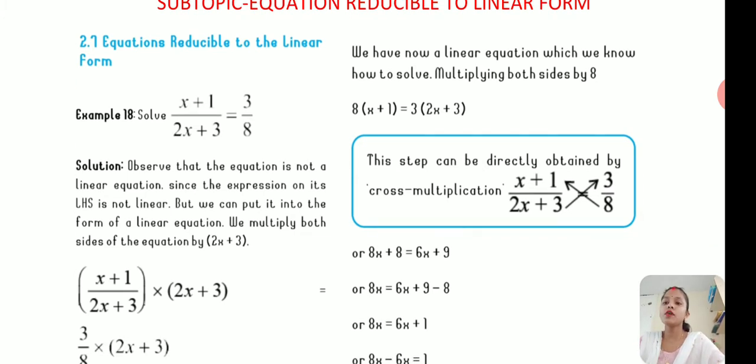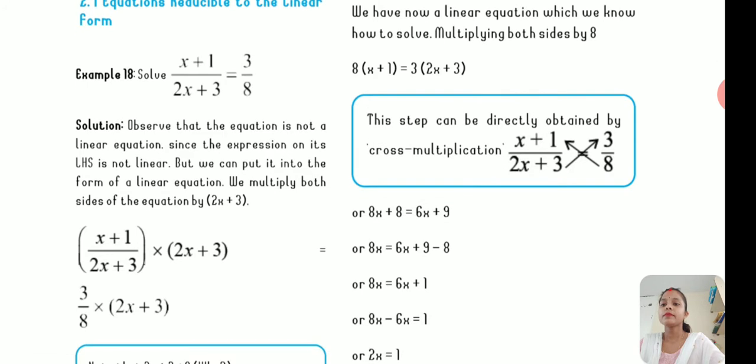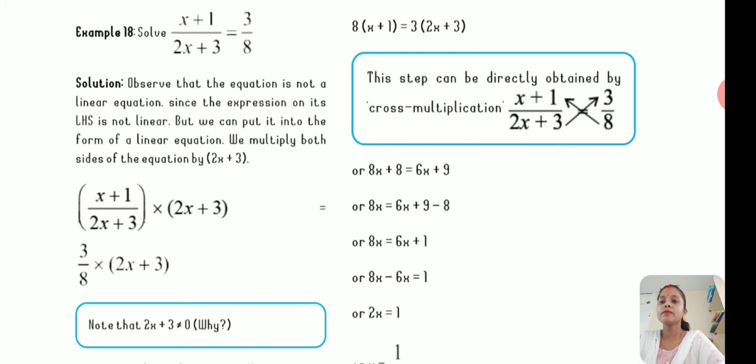Now this is the example of the exercise. This is Example 18 of your NCERT book: (x + 1)/(2x + 3) = 3/8. Example number 18, see this. Solve (x + 1)/(2x + 3) = 3/8. First we will reduce the equation on the left hand side to linear form. Now see the solution.